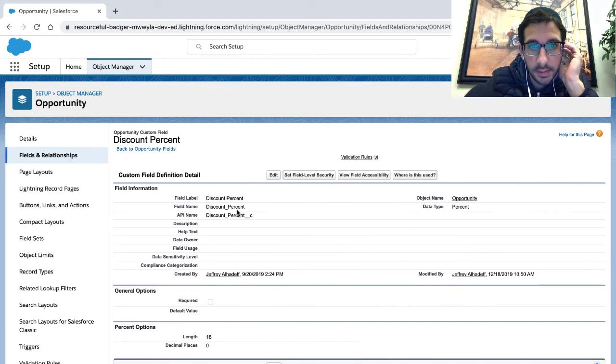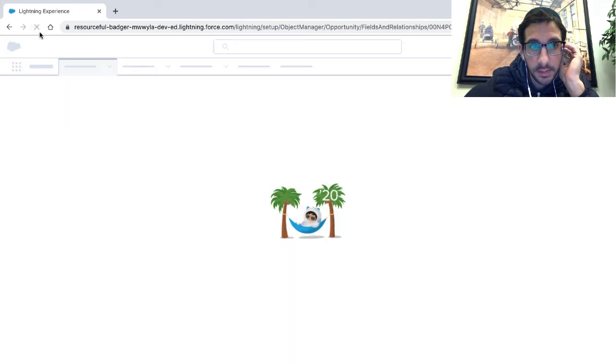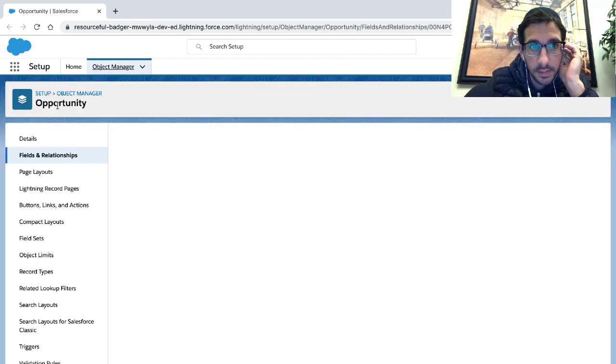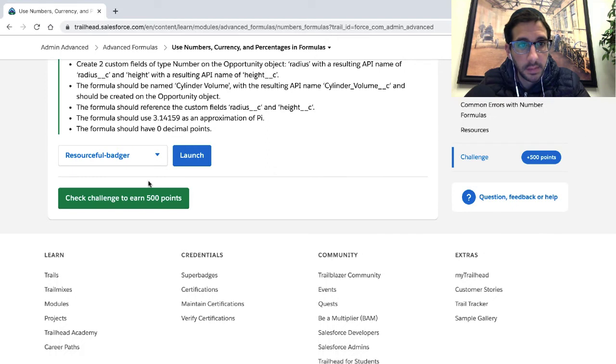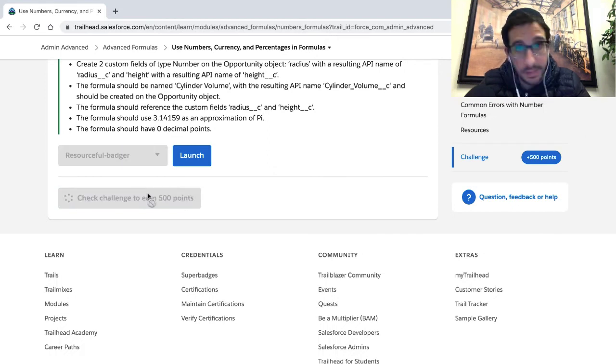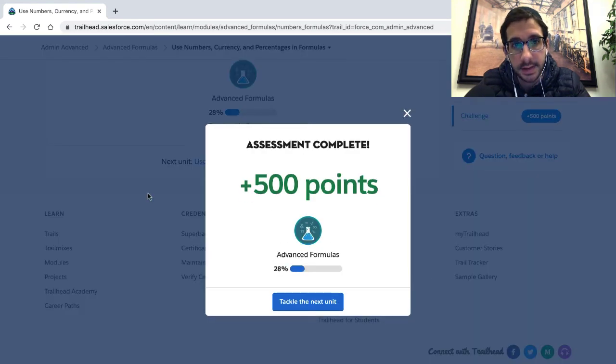So now, let's see. That should work now. Hopefully. Unless I created something else that I also put as required. But now I know how to read this.